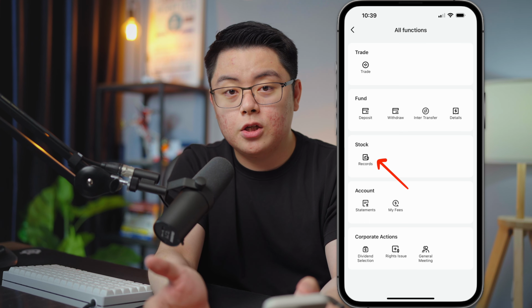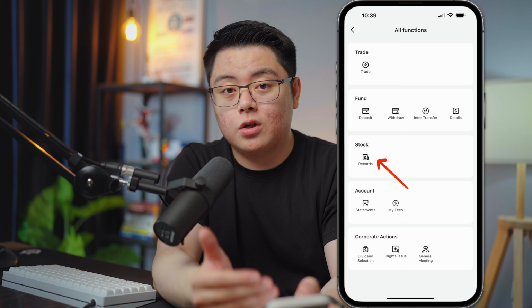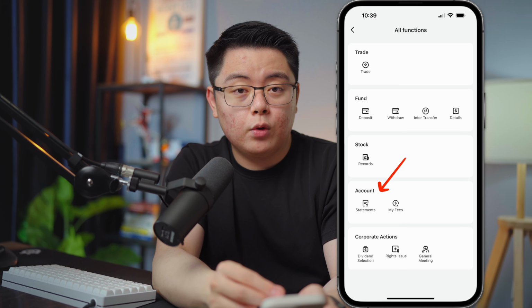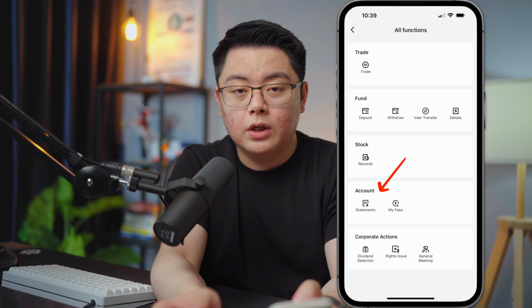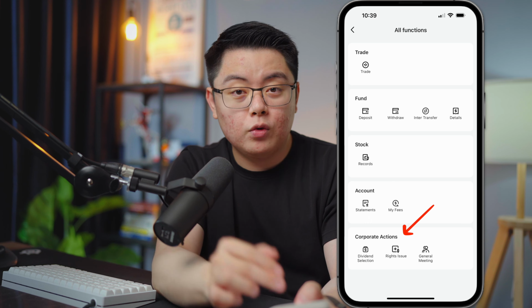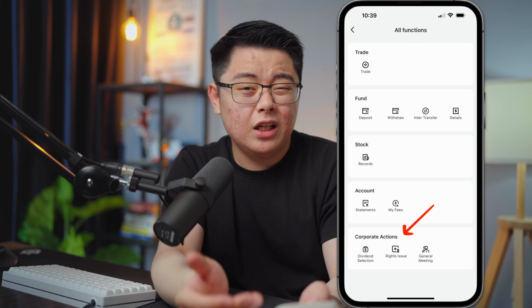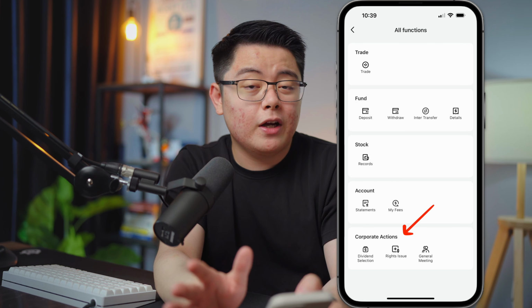shows you the rights issues or dividends received for each stock. Account statements, this is where you can download your statement for your own record, or in case LHDN wants to audit you, this is where you get it. And down there you have a few more buttons which are a little bit more advanced, but it's totally fine to ignore it for a starter.